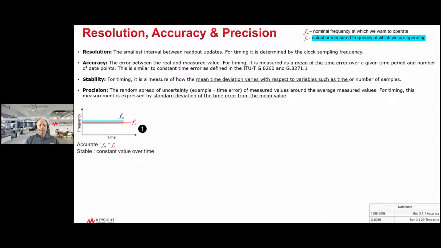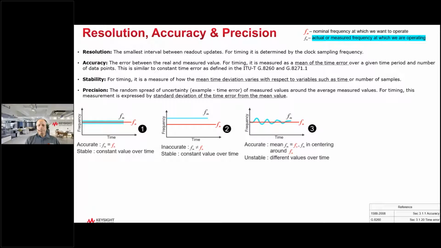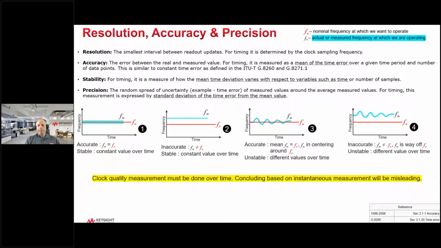So at a high level, here's an example of a clock that's relatively accurate and relatively stable. You see the reference frequency and the sample frequency being the same. Here you see something that's stable and inaccurate. Here you're seeing unstable and accurate, and finally both inaccurate and unstable. And unstable means we don't know if it's going to be stable. So one of the points here is, in order to measure clock quality, you have to do it over time. You cannot just use an instantaneous measurement. You want to see how this does over various measurement intervals.